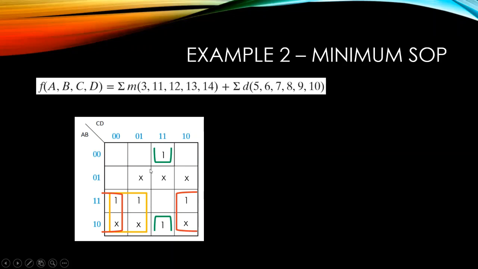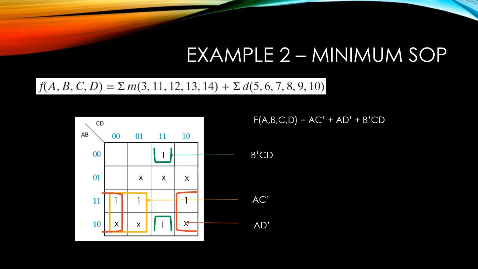So it means that these 3 don't cares will not be used in our final answer. We have 3 groups, 2 groups of 4 and 1 group of 2. So let's get the terms. For the orange, the result will be A C naught. For the red, A D naught. And for the green, it's B naught, C, D. And just OR these 3, we have the answer.